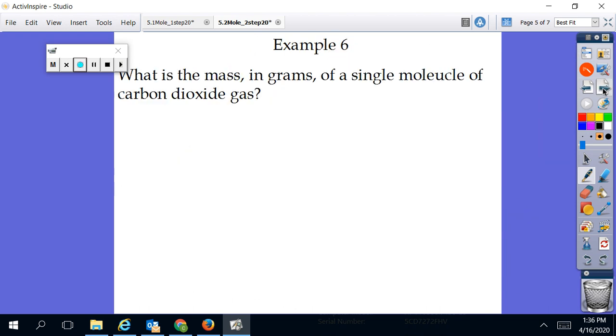Okay, now this one is a little different. This should say molecule. Okay, this is a little different, but I put it in here because I always see this problem on quizzes. What is the mass of a single molecule of carbon dioxide gas? Okay, well, we know we just added it up. If we want the mass of a single molecule, what we're saying is we want the mass per 1 molecule. That's the unit we want.